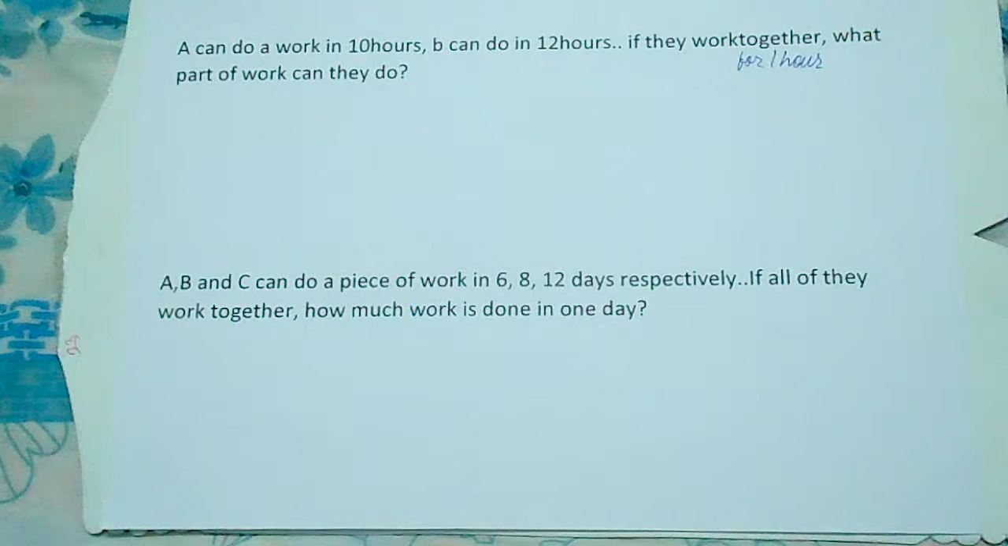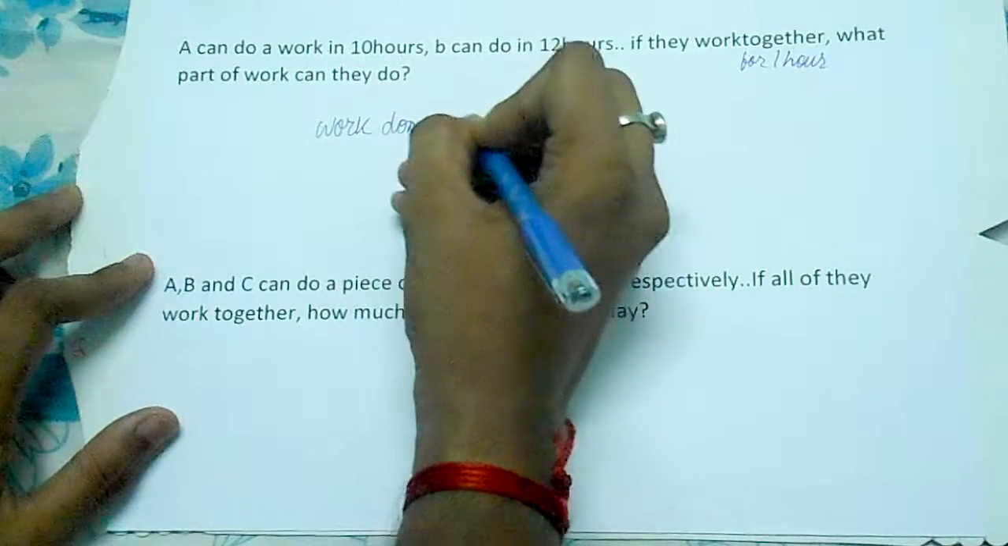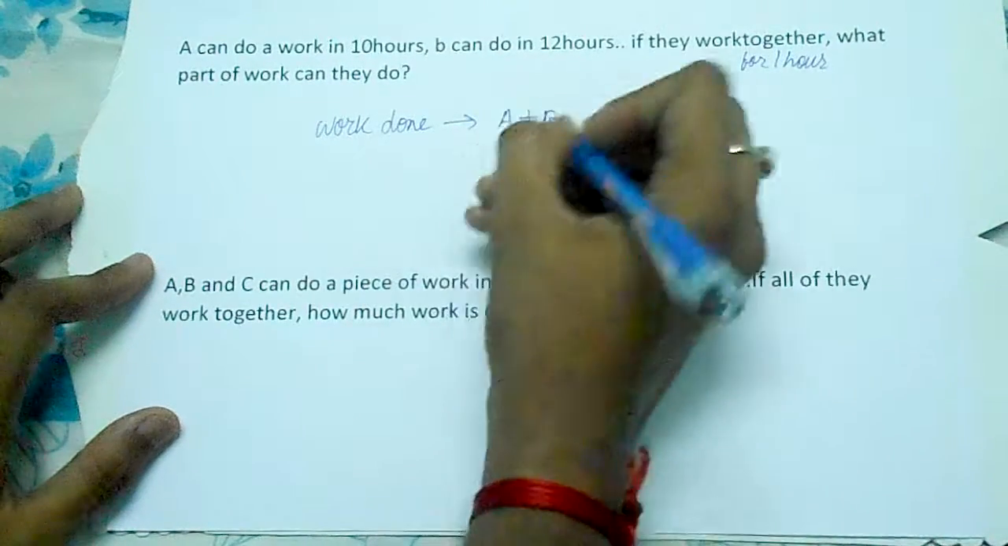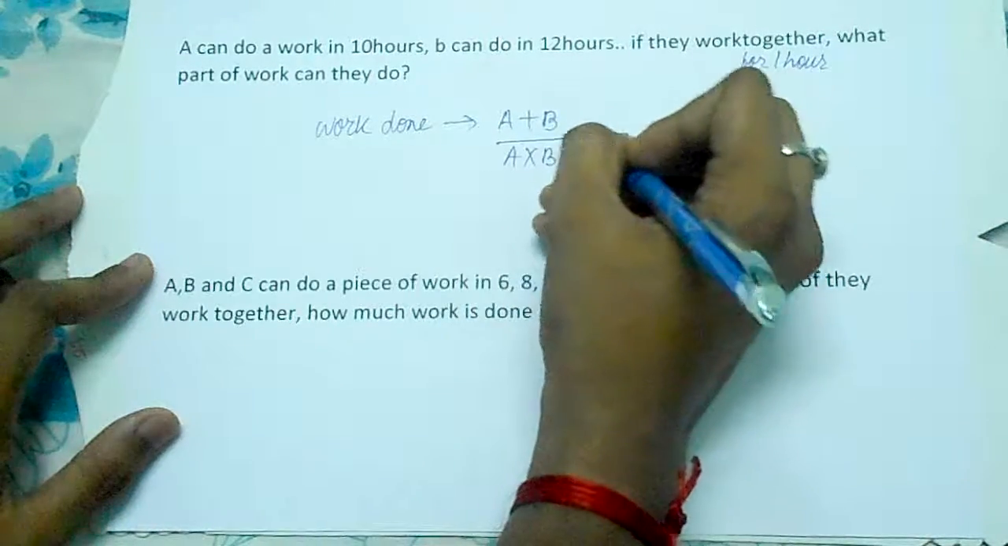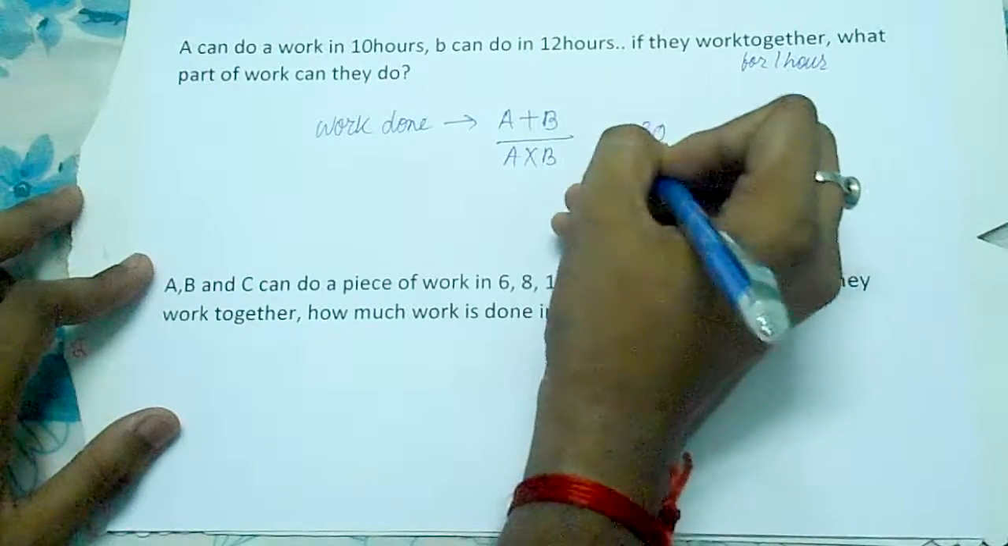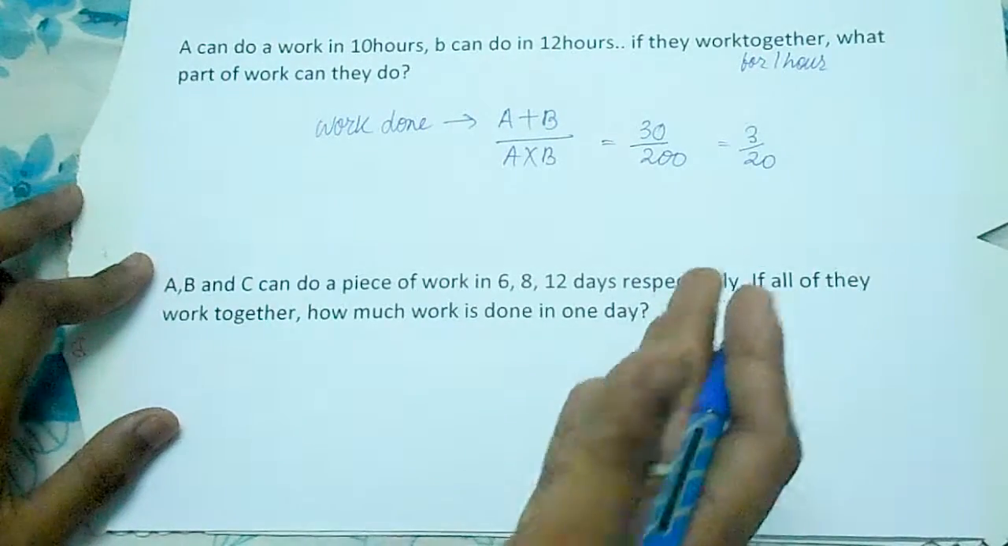So here is the next sum. A can do a work in 10 hours, B can do the same work in 12 hours, and if they work together for 1 hour, what part of the work can they do? So let's see how to do this sum. Work done equals A plus B by A into B. Thus it's 22 by 120, which simplifies. It's that simple.